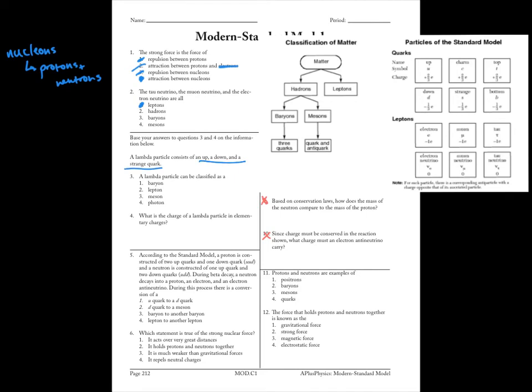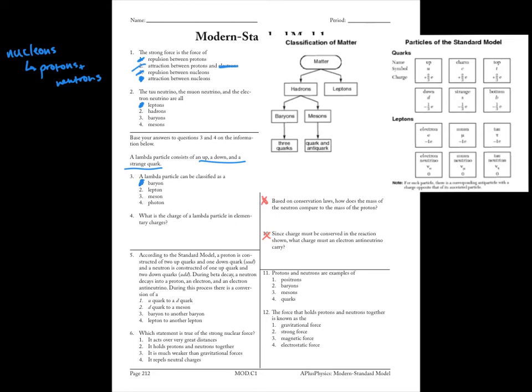All right, number 3, a lambda particle consists of an up, a down, and a strange quark. So it's 3 quarks. 3 quarks makes a baryon. So that's our answer for number 3, because a lambda particle is classified as a baryon because it has 3 quarks.